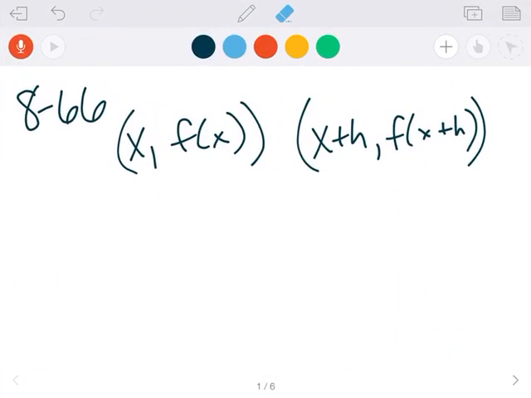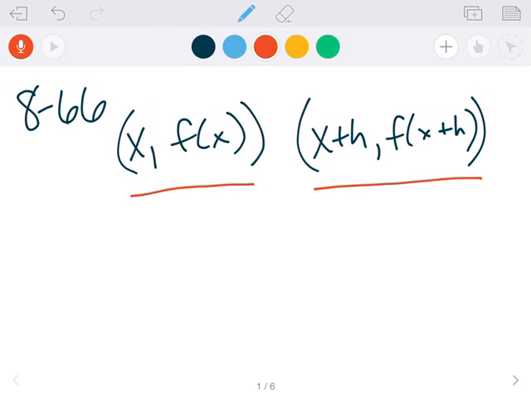Okay, I'm going to go through problem 866 from the homework, and it asks a question about simplifying an AROC expression or a slope expression for these 2 points, x and f of x, and then x plus h and f of x plus h. Essentially, we're going to simplify this to get the AROC expression.